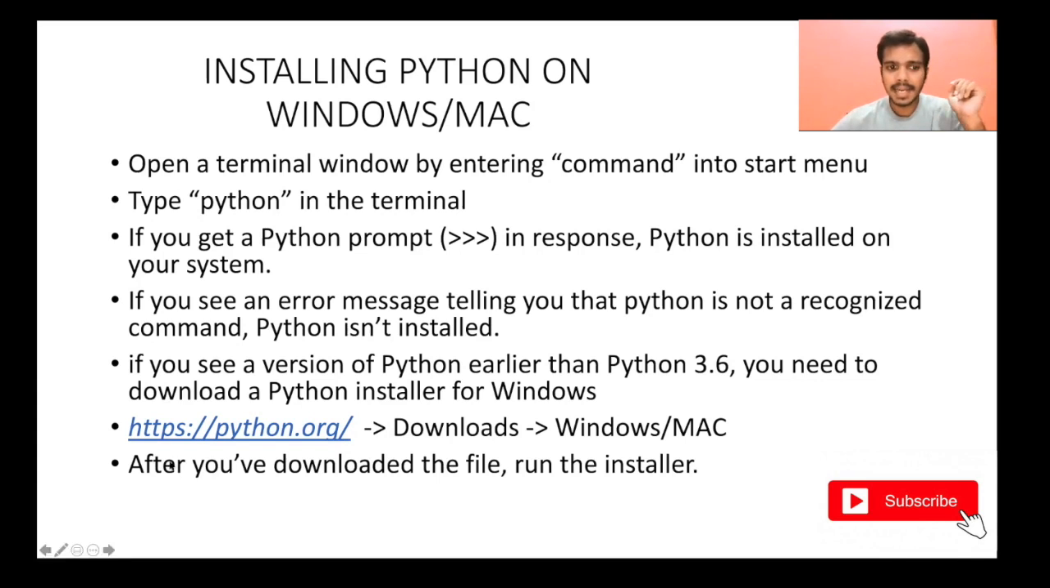The simple way to install Python is to go to this website, https://python.org, go to the download section, and there will be different sections for Windows and Mac. If you are on Windows, install the Windows version. If you are on Mac, install the Mac version. It's quite easy. After you have downloaded the file, run the installer, and it will install Python.